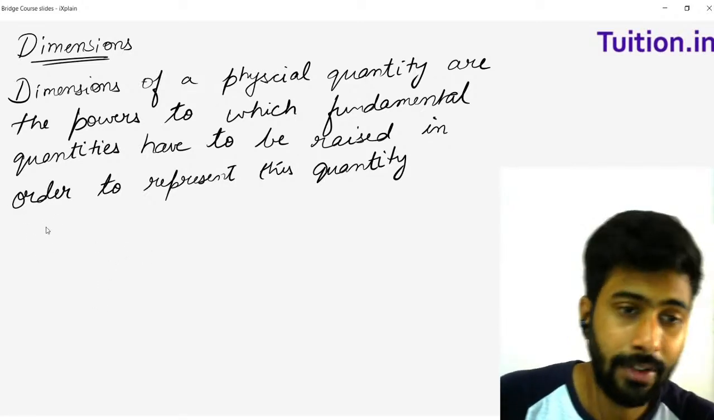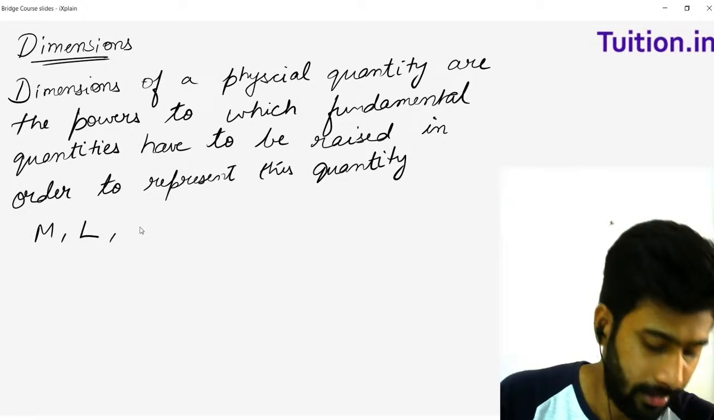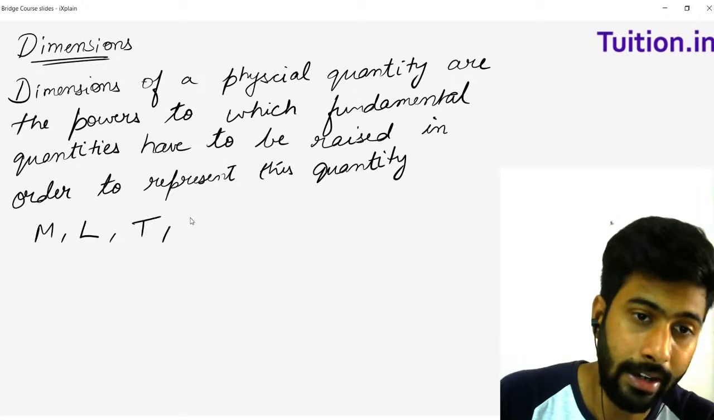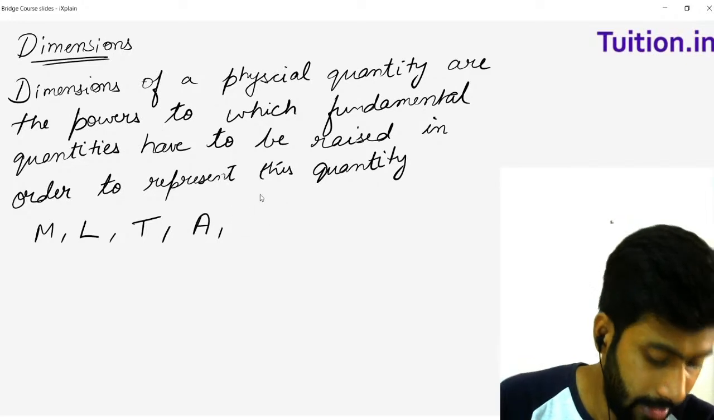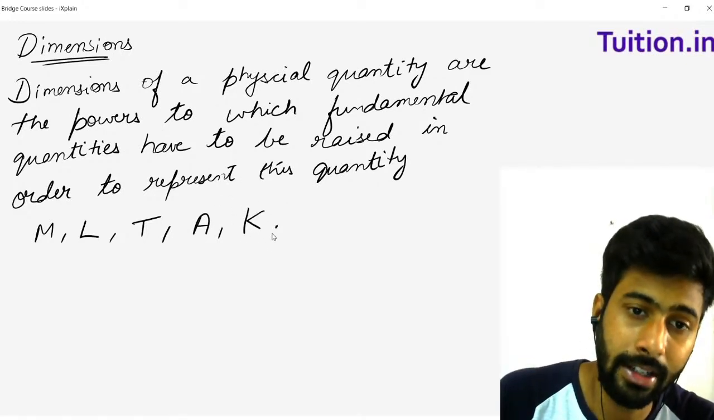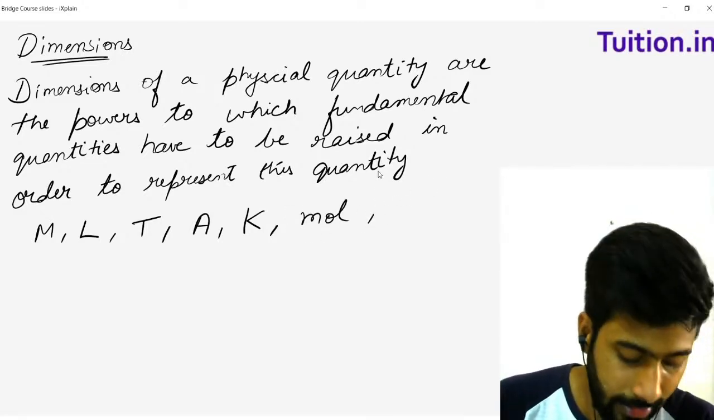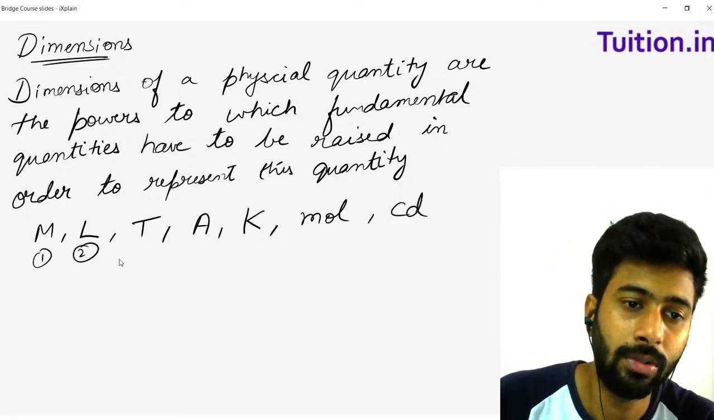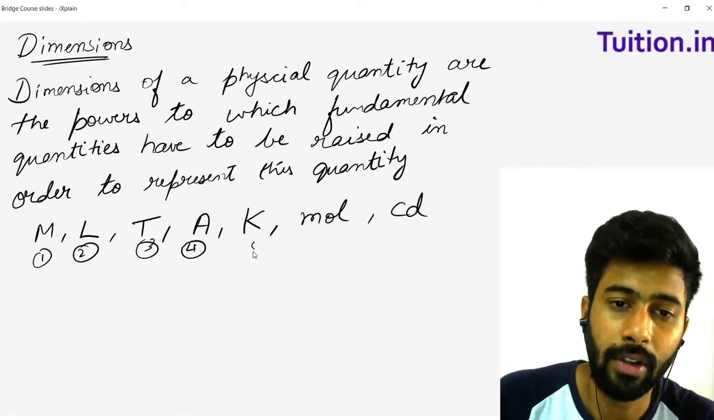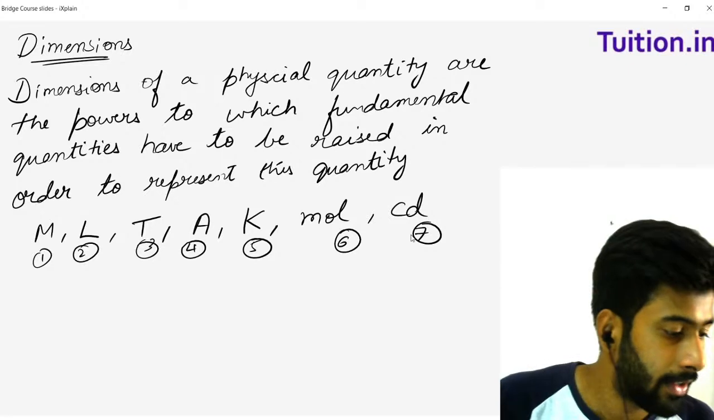What were our fundamental physical quantities? We had mass, we had length, we had time, we had electric current, which was represented in amperes. Then we had thermodynamic temperature, which was represented in Kelvin. Then we had amount of substance, which was represented as mole, MOL. And then we had luminous intensity, which was represented as candela. So 1, 2, 3, 4, 5, 6, 7. We have 7 fundamental physical quantities.